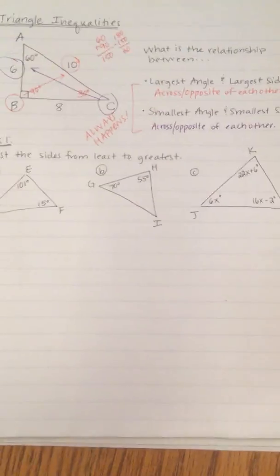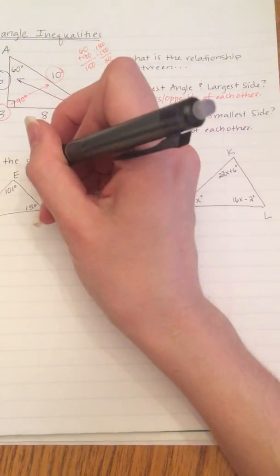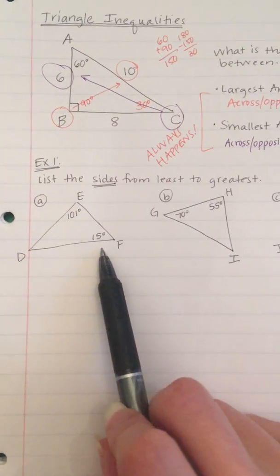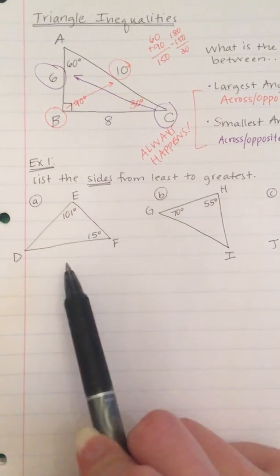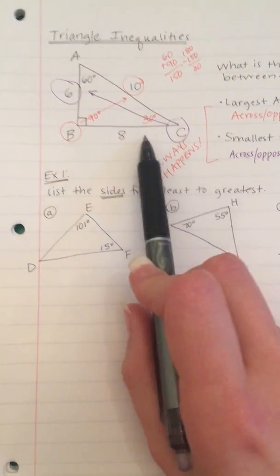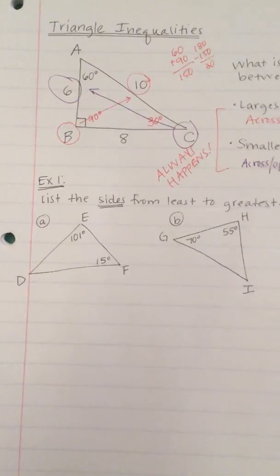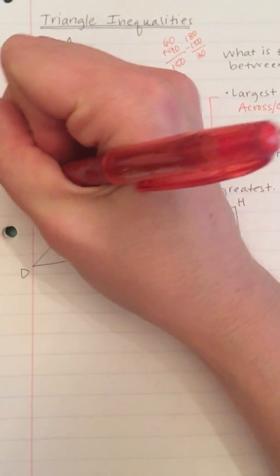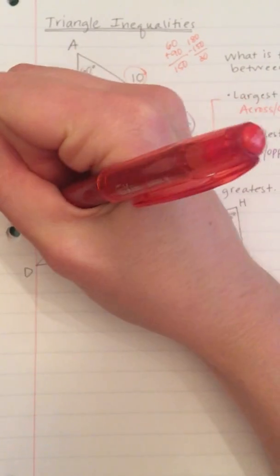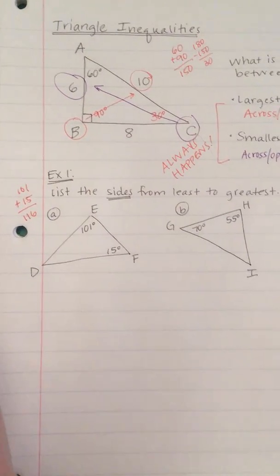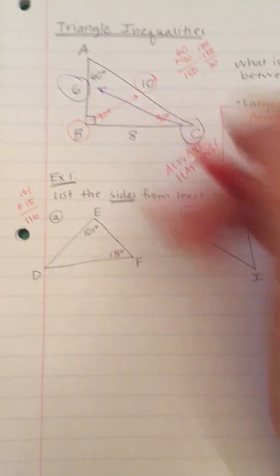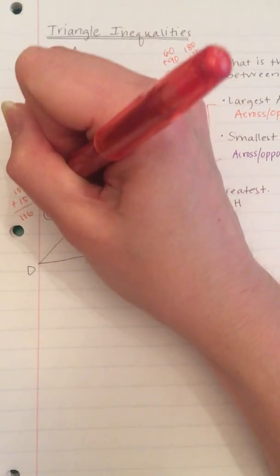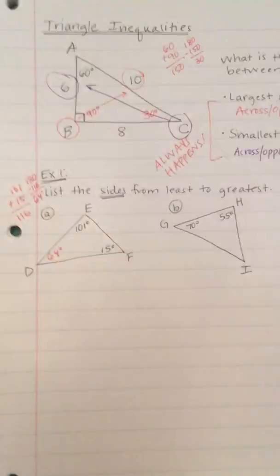All right, so going back to the question, list the sides from least to greatest. So looking at part A, what do we need to figure out first in order to figure out the sides? Well, we need to know all 3 angles. So this is kind of like the first problem I gave you in the beginning. I need to find angle D. How do I find angle D? Well, let's go ahead and add up 101 plus 15, which is 116. Subtract that from 180, and you get 64. So angle D is 64.